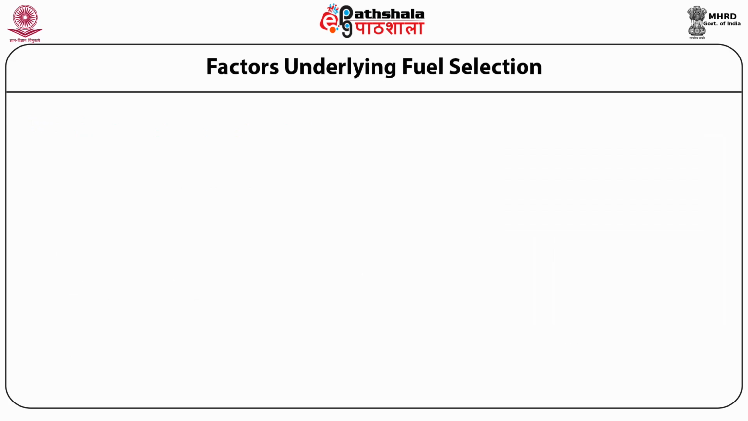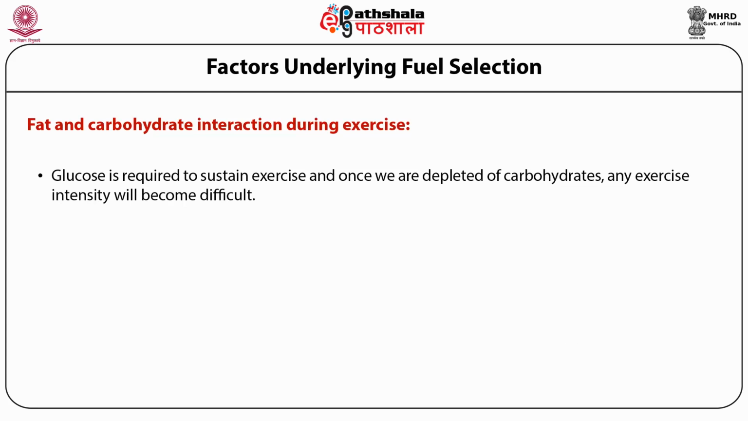The next factor is fat and carbohydrate interaction during exercise. Fat burns in the flame of carbohydrate. Glucose is required to sustain exercise, and once we are depleted of carbohydrate, any exercise intensity will become difficult. Even though fat burns at lower intensity, blood glucose is needed to keep exercise pace without fatigue.